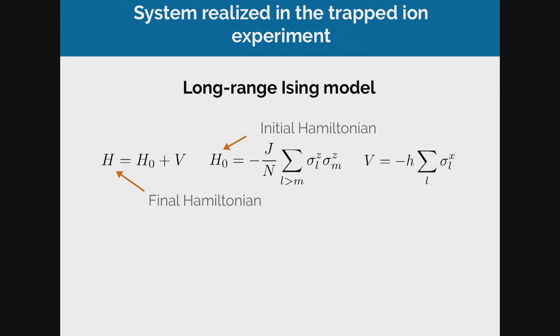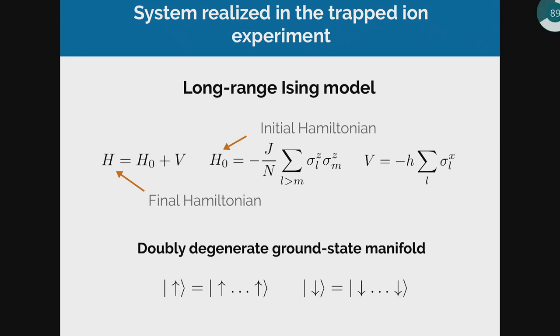And then there is a second term, this V. This is a transverse field. And the protocol they implemented in the experiment was taking one of the ground states initially of this H0 and then suddenly switching on a rather strong transverse field. So for our initial Hamiltonian here, we have precisely the situation of a magnet. The ground state manifold is doubly degenerate: all spins pointing up or all spins pointing down.